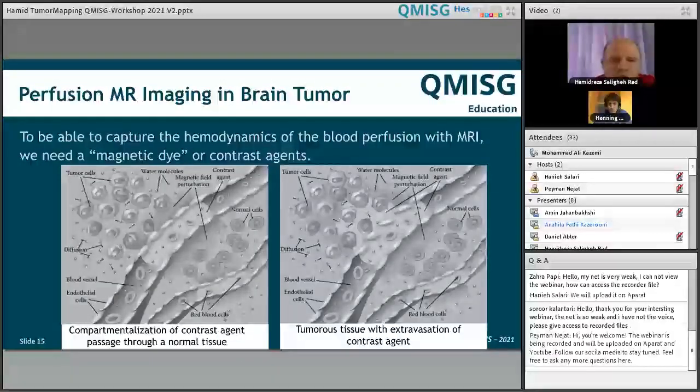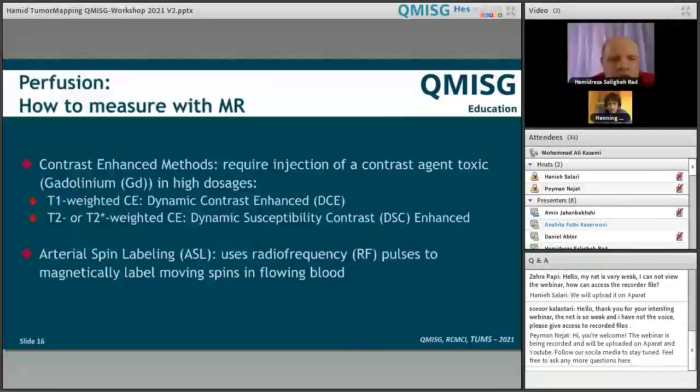I'm not going to talk about how this technique is imaged and acquired at this time, not the scope of my talk, but we know that there are different ways to do it based on exogenous contrast enhancement, using T2 star weighted imaging, which is DSC MRI, and also based on T1 weighted imaging, which is DCE MRI.